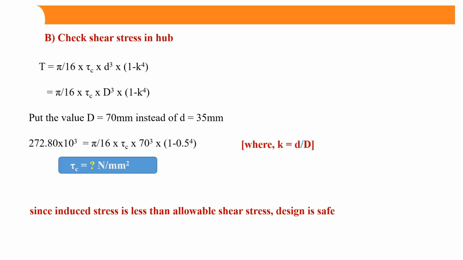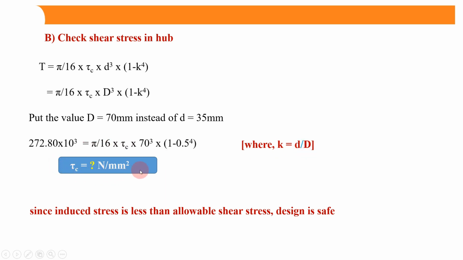Then next is step number 3B, that is check shear stress in hub. See guys, check shear stress in hub. What is the relation for that? T is equal to pi by 16 into tau c into D cube into 1 minus k raised to power 4. This relation we have seen in the previous video on design of flange coupling. Put the value D equal to 70 mm instead of d equal to 35 mm. So I have put all these values in the relation, and what will be the answer? Here k is small d upon capital D. This we have seen in the design procedure.